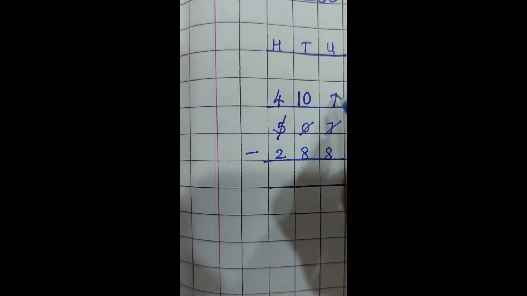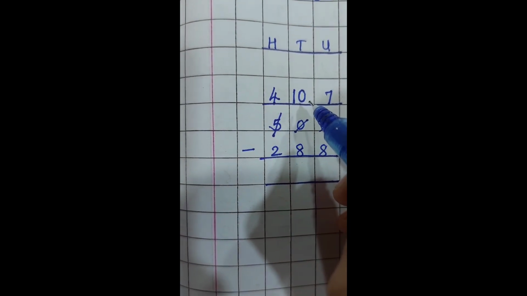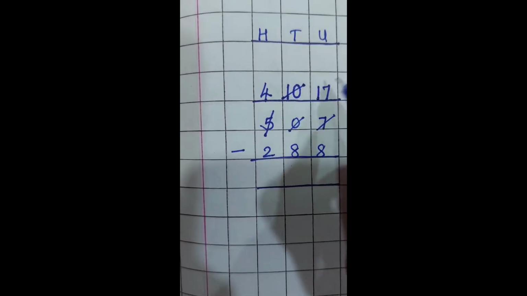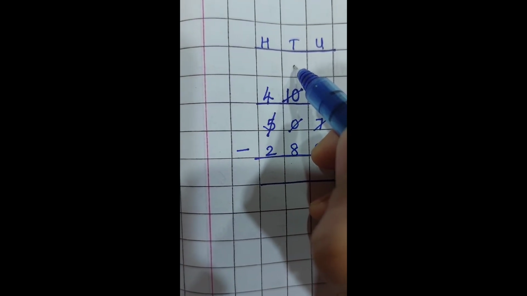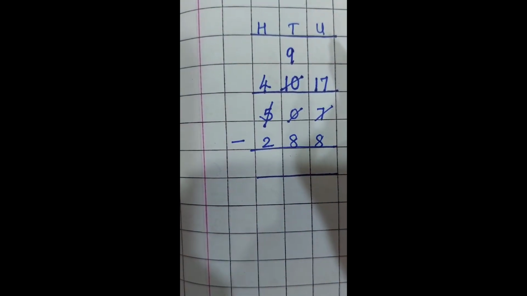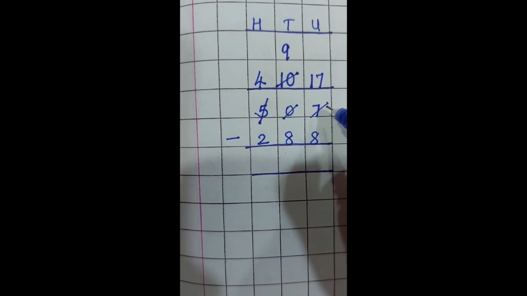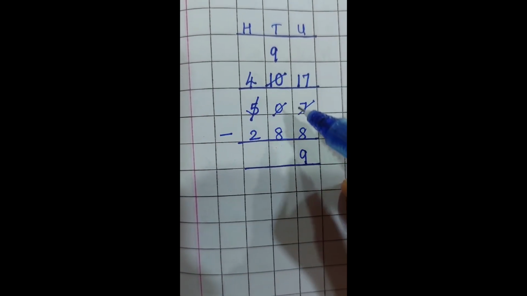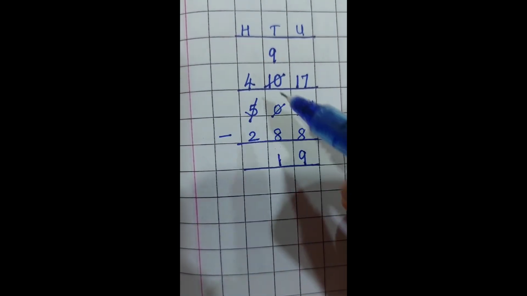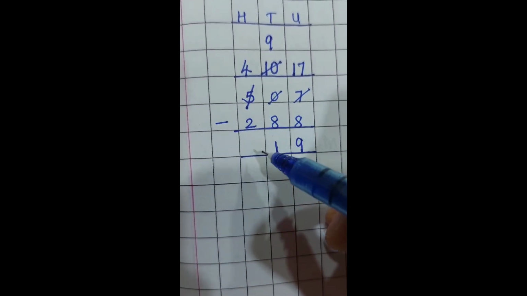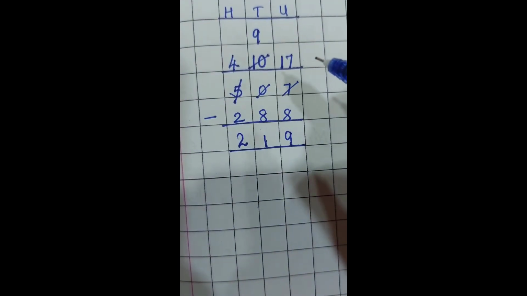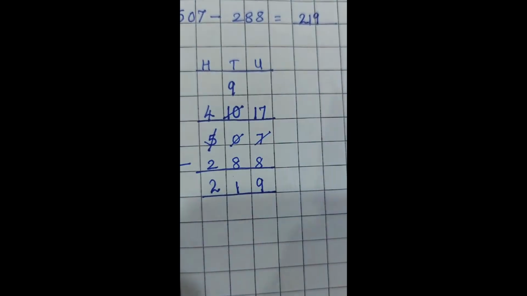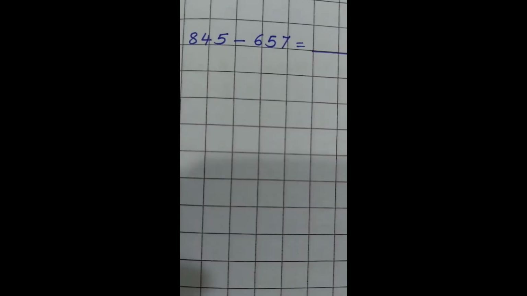Now can we get 1 ten from these tens? Yes. So out of 10, if you give 1 ten to units, then here we are going to have 9 tens only. So 17 minus 8 will give us 9. Very good. 9 minus 8 will be 1, and 4 minus 2 will be 2. So what will be your answer? Your answer will be 219.